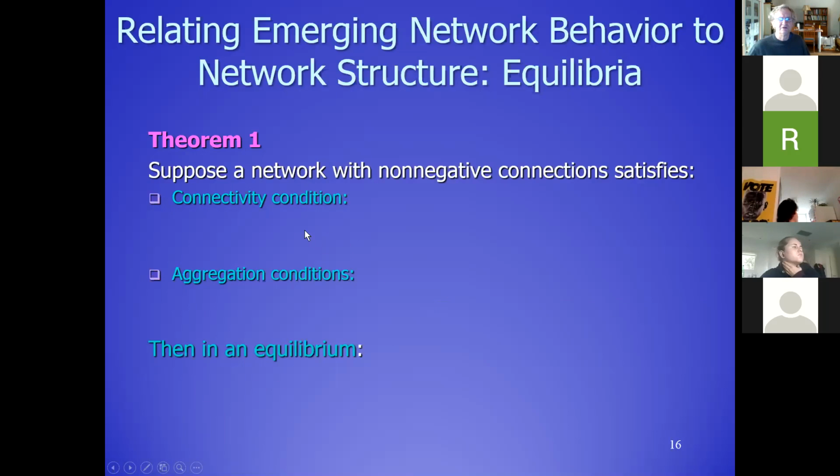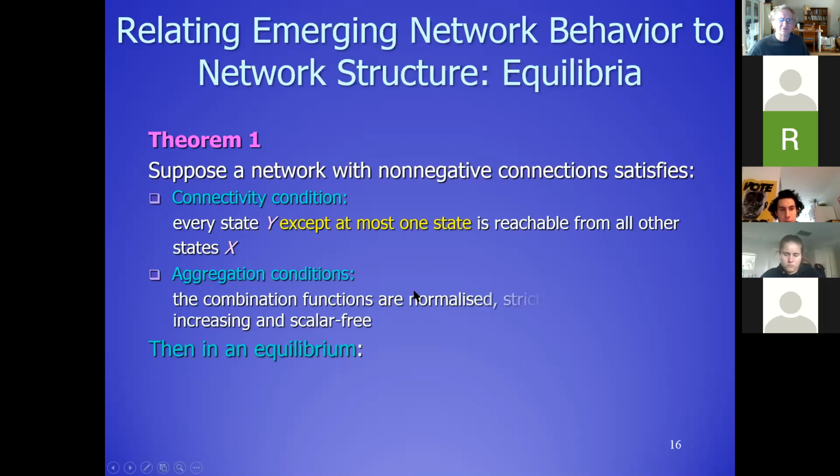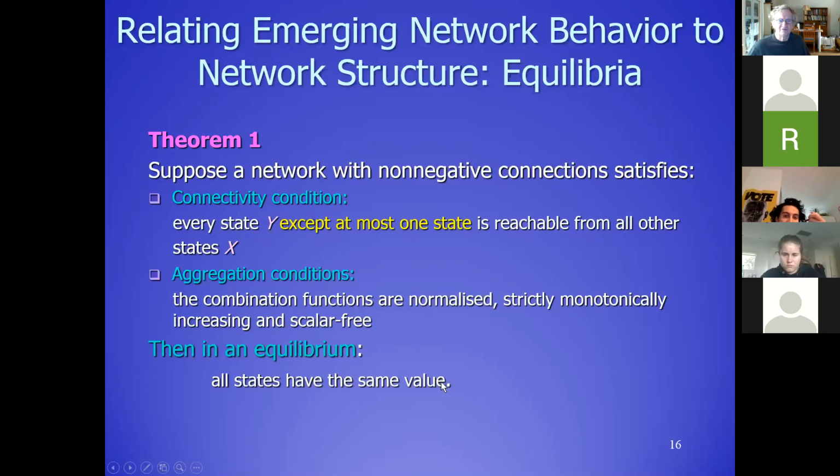So this theorem says, if in the network every state is reachable from all other states, except at most one state, and the combination functions have some properties, normalized, strictly monotonically increasing, and scalar free, I will show that a bit later, then in an equilibrium, all states have the same value. So in this case, we can explain the middle graph I just showed before.